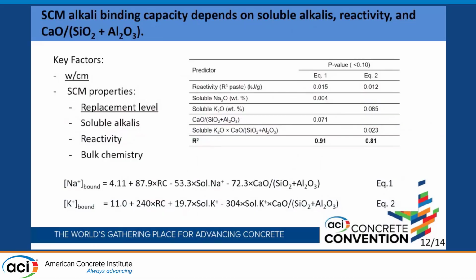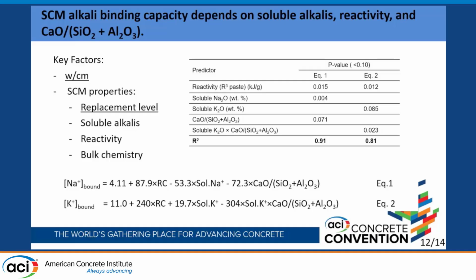Multiple linear regression analysis was used. Various SCM properties, including available alkalis, soluble alkalis, and reactivity, were evaluated to suggest the best possible model. If we fix the water to cement ratio and replacement level, as these are the two parameters that were fixed in my research, 0.48 for water to cement ratio and 20% replacement level, the others will be different for various SCMs: the soluble alkalis through the new test method I just explained, reactivity, ASTM C311 if I don't mistake, R3 paste reactivity now, and bulk chemistry, the calcium over silica plus alumina ratio.